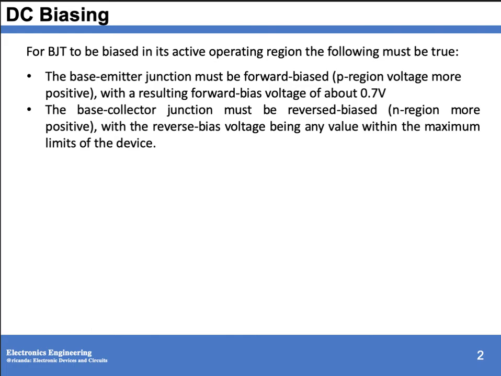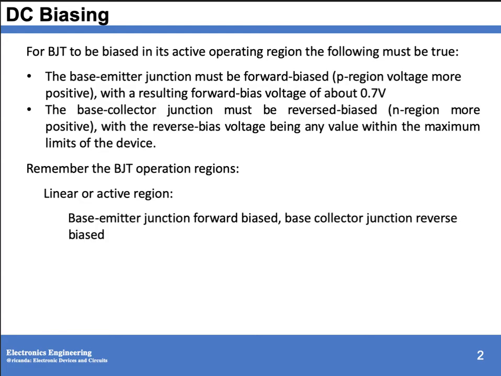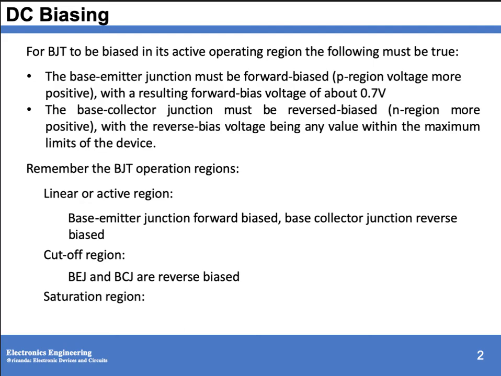of the device. Remember that in the bipolar junction transistor operation region, we have the linear or active region where the base emitter junction is forward biased and the base collector junction is reverse biased. And also we have the cutoff region, where the base emitter junction and the base collector junction are reverse biased, and the saturation region where your base emitter junction and your base collector junction are forward biased.